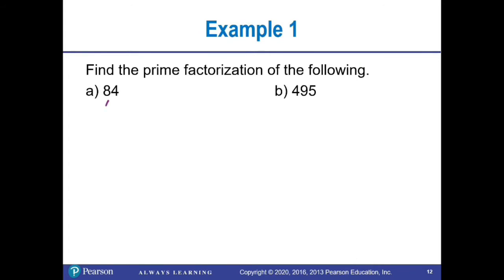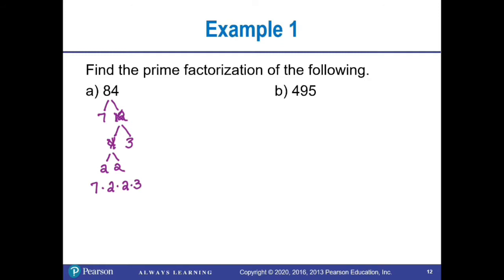Well, I can write 84 as 7 times 12. Now 7 is prime, so I'm going to leave it alone. 12 is a composite number, so I'm going to rewrite 12 as 4 times 3. Because 12 was composite, notice that I crossed it out. I want to look for only the prime factors. Now 3 is prime, but 4 is not. I can rewrite 4 as 2 times 2. Notice again that I crossed out the 4 because it was composite. I want to look at only the prime numbers. So our prime numbers here are 7 times 2 times 2 times 3.